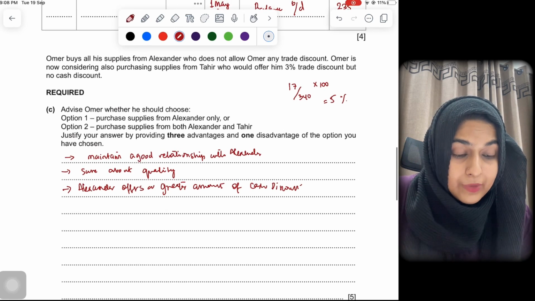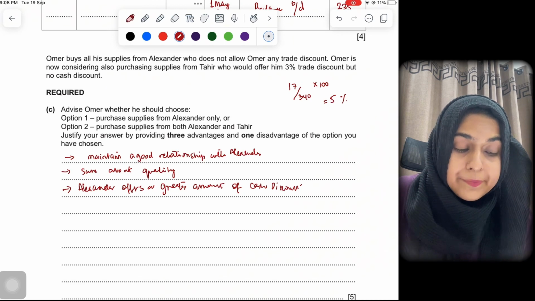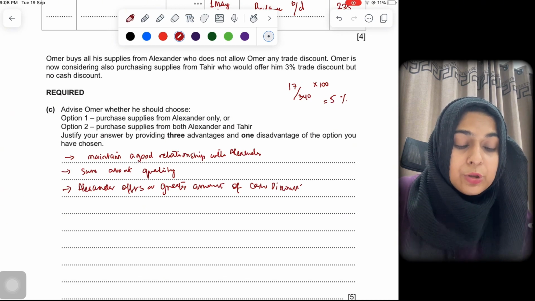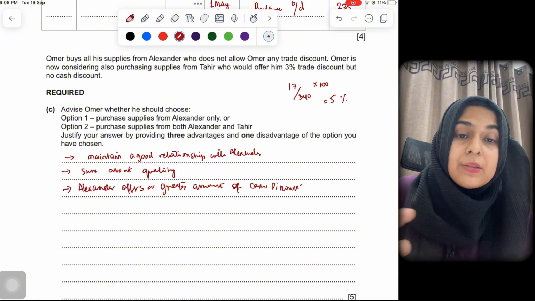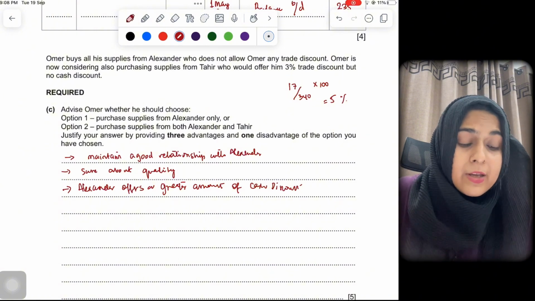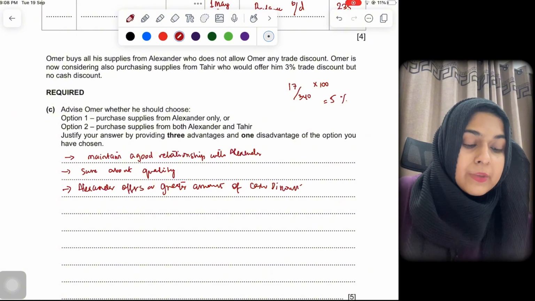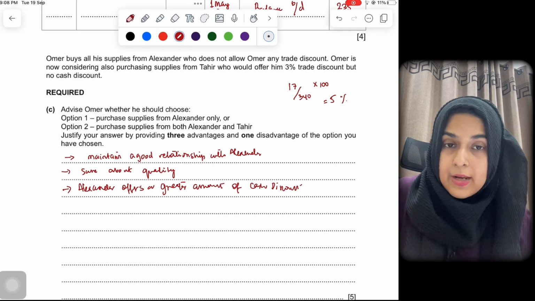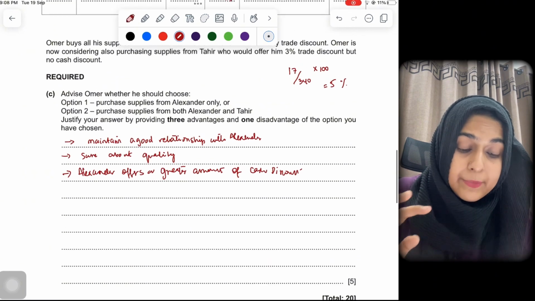And buying from Tahir also helps you to broaden the range of suppliers that you have, so that you can supply the goods in time whenever your customers demand them.